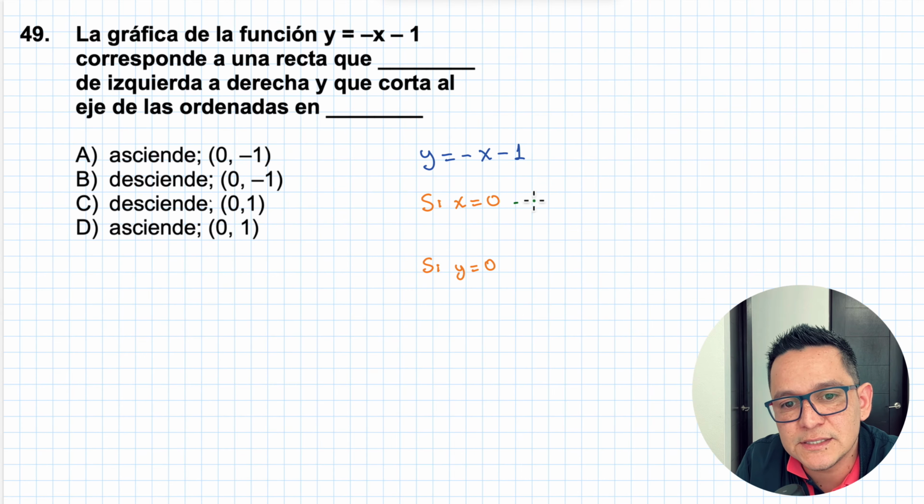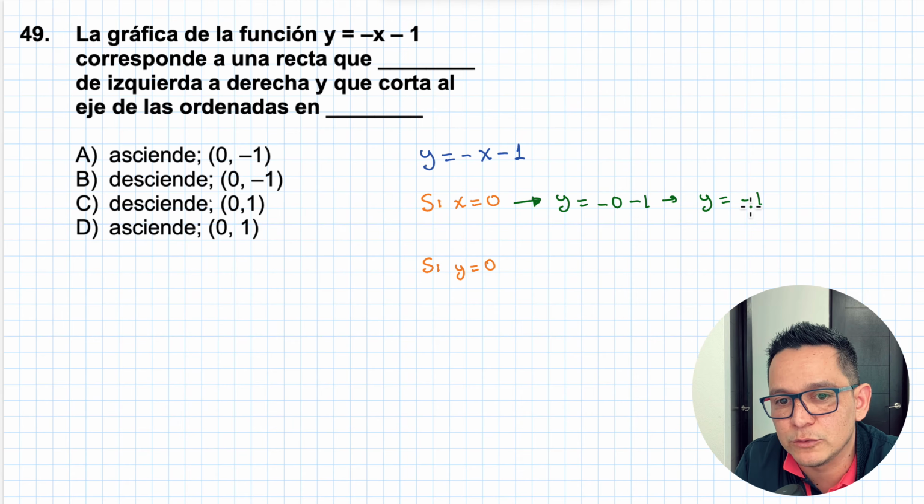So, let's see. If x is equal to 0, what would I get? Well, we would have that y is equal to -0 minus 1, so y has to be -0 minus 1, which is equal to -1. So how would the coordinate look here? Well, 0, minus 1 is the coordinate. Let's see what happens next.